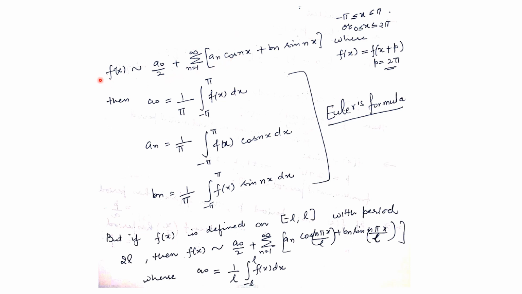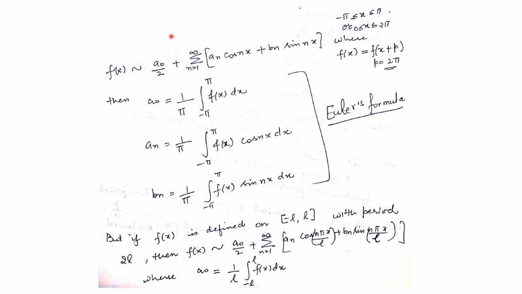So now we will get the value of an only. What will be an? It will be 1 over pi, integral from minus pi to pi of f(x) into cos nx. Similarly, we can find out the value of bn. First we multiply this equation by sin nx and then integrate from minus pi to pi, and you will get the value of bn. Okay, so these are called the Fourier coefficients or Euler's formula, right?